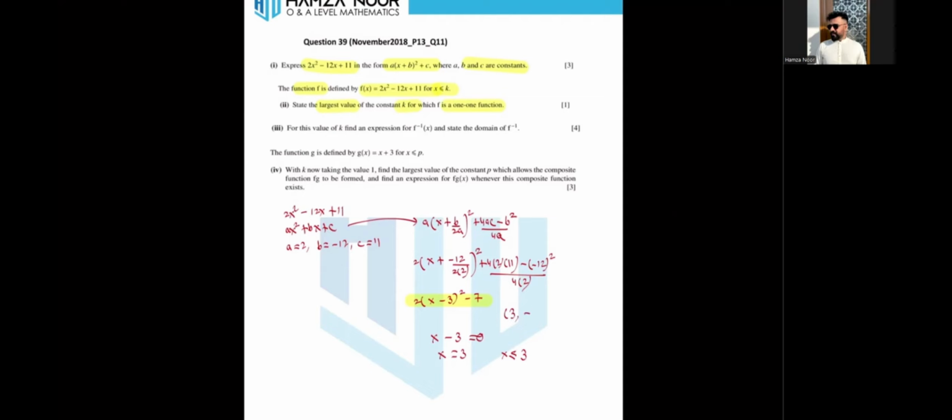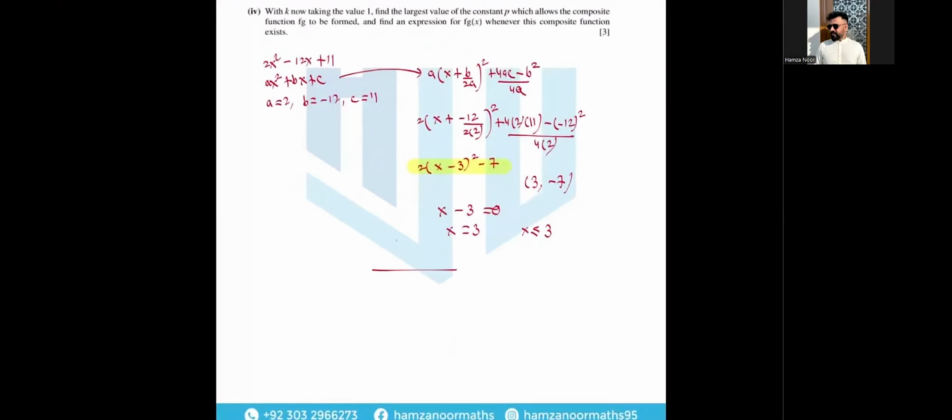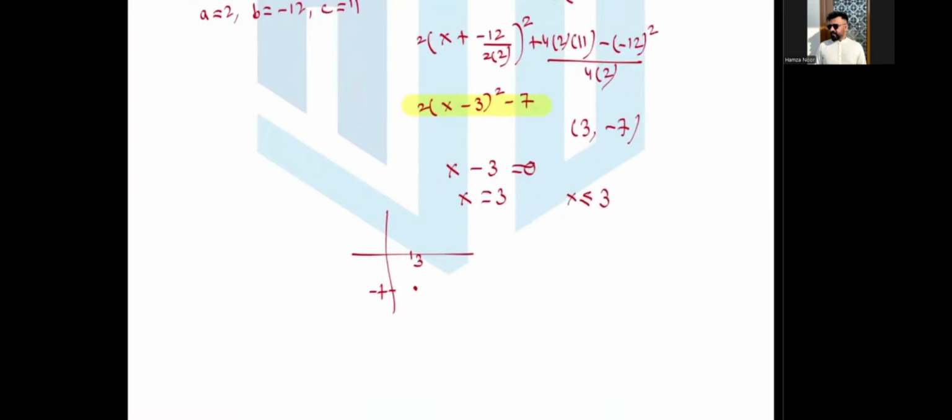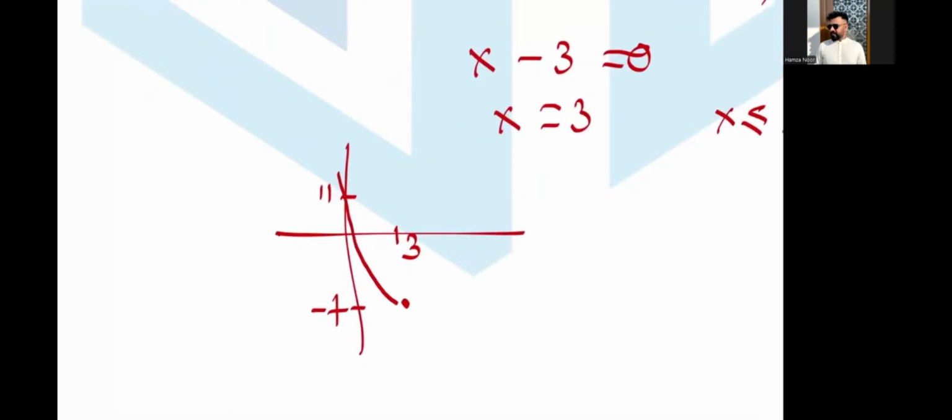As we can see, the coordinates of the turning point are (3, −7), and since the coefficient of x² is positive, this is the least turning point of the quadratic graph. If I make a sketch over here, x = 3 and y = −7 is the least turning point. And when the input of the function is x = 0, the output would be 11, that is 2 times 9 and then minus 7. So the graph would look something like this.